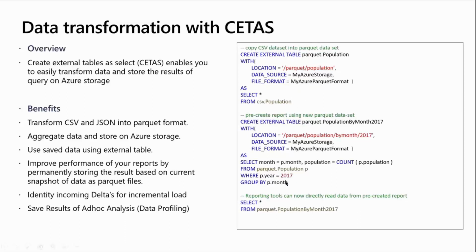So here you can see I can get a little bit more complex with it. I can have a location, a data source, a file format, but I can also do the group by on it, put a predicate in it, and then it'll just dump that result out to population by month, and then to this folder 2017. And now I can also select data from it as well.